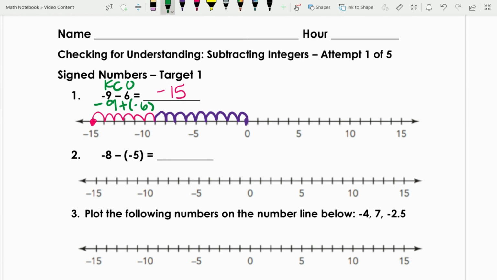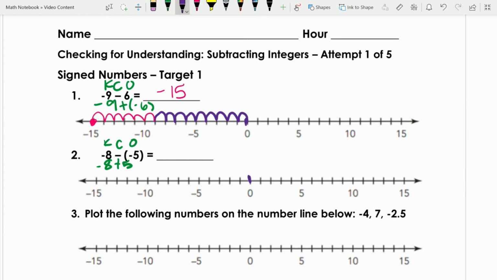For number 2, same thing. Keep, change, opposite. I keep the negative 8. Change subtract to add, and the opposite of negative 5 is positive 5. Okay, so now I can use my number line.